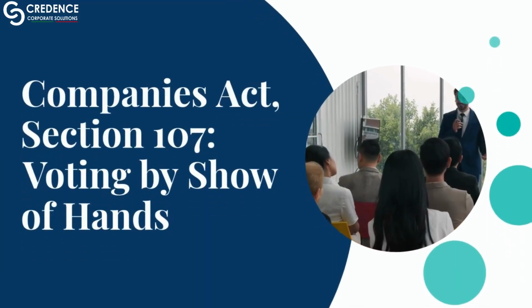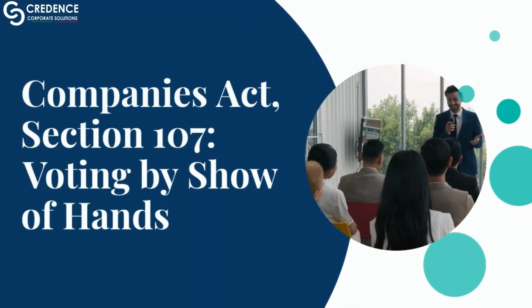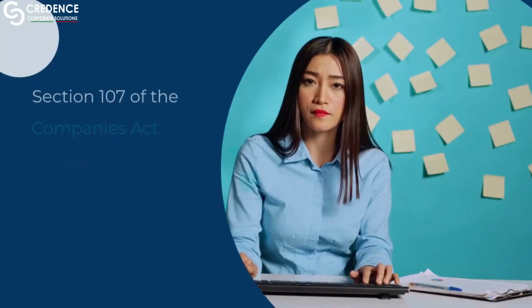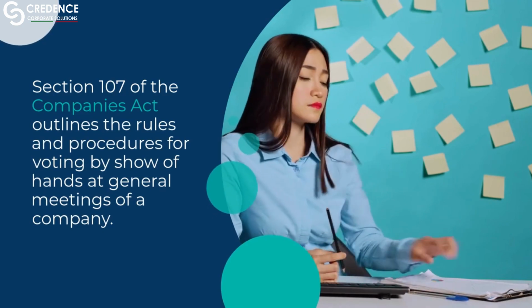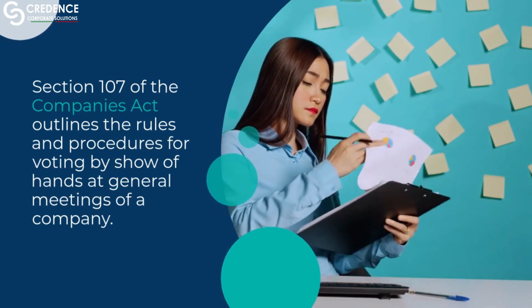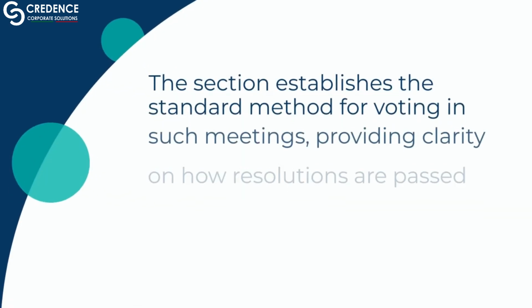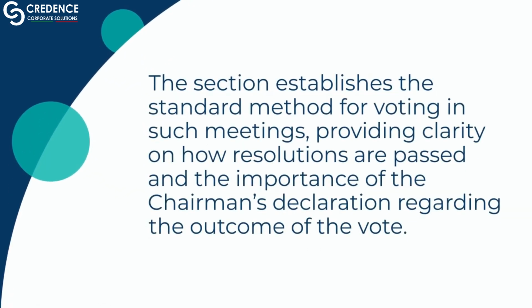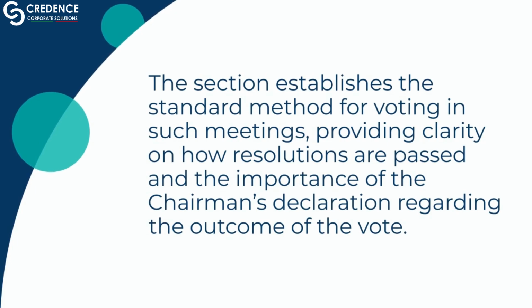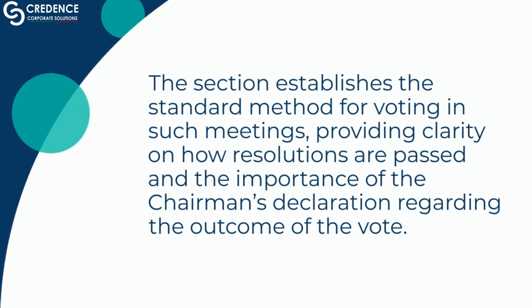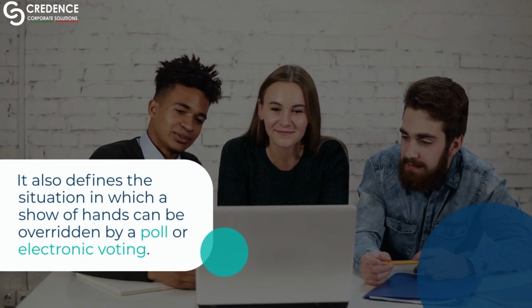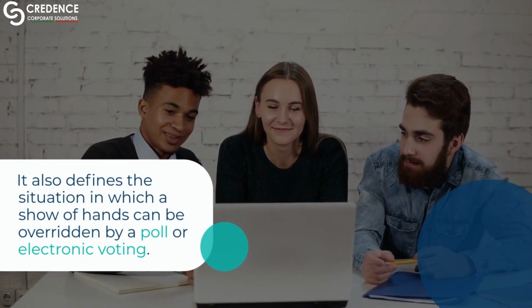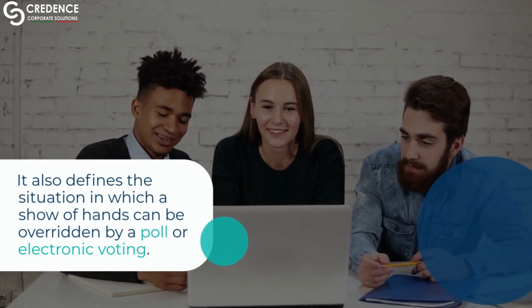Companies Act, Section 107, Voting by Show of Hands. Section 107 of the Companies Act outlines the rules and procedures for voting by show of hands at general meetings of a company. The section establishes the standard method for voting in such meetings, providing clarity on how resolutions are passed and the importance of the chairman's declaration regarding the outcome of the vote. It also defines the situation in which a show of hands can be overridden by a poll or electronic voting.